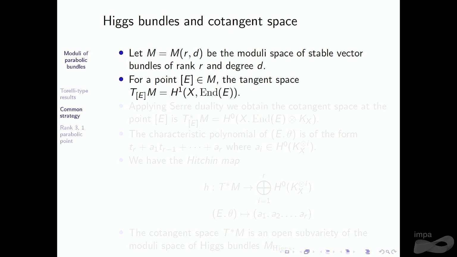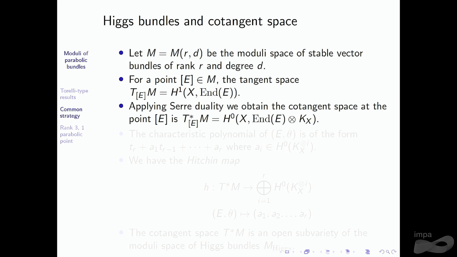Then I take a point in this moduli space, and the tangent space at that point is H1. If I apply Serre duality, what I get is the cotangent space. And this is exactly the thing where every time I'm talking about a Higgs field, I'm just saying I have my vector bundle E and an element in here. Okay, so this is how the Higgs field is coming.